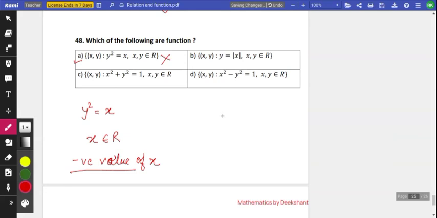So option A is not a function. Now let's move to option B. If y equals mod x, in this case, whether x is positive or negative, the image of every number is defined. Therefore, option B is a function. So the correct answer is option B.